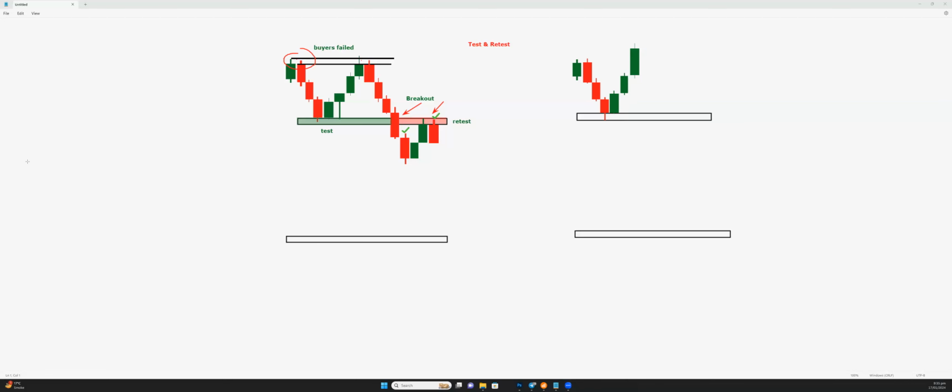If this level is broken, can I go with a buy? It could be a fake out also, sir. I mean, we need to wait for the test. It could be a fake out. Why? Because this level which is broken right now, that level is still not tested. Still not tested or not retested, whatever. Any touch is not there, right?